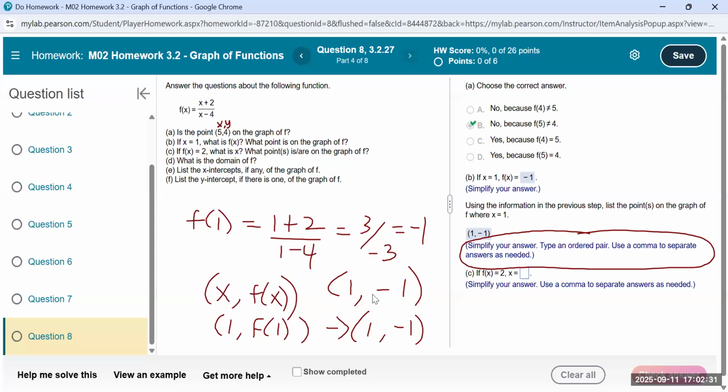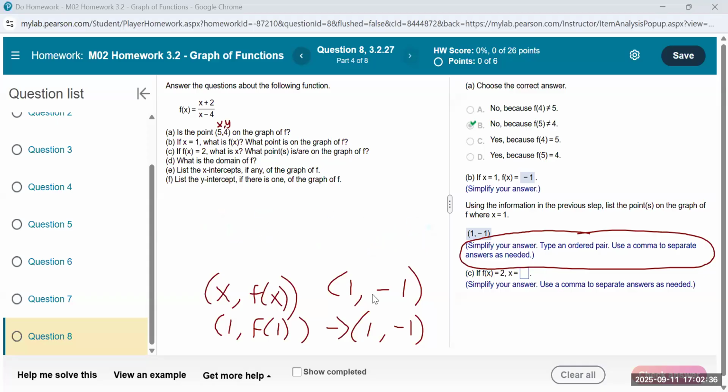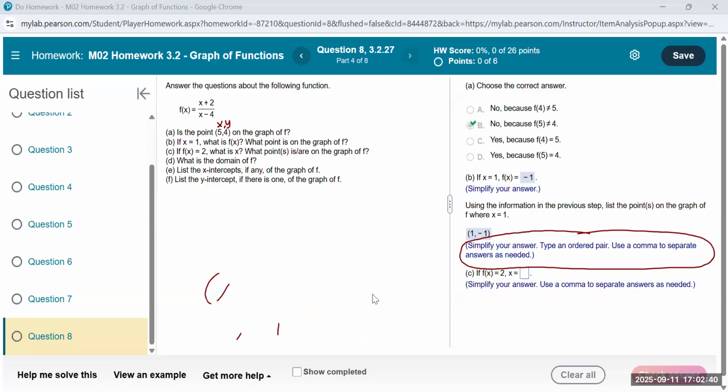Now let's move on to C. I'm going to erase this part so that I can have space to compute the rest of the questions. For C, if f of x is equal to 2, what is x? This time you are given the output. The output f of x is 2, which is the same as y, and we want to find x.